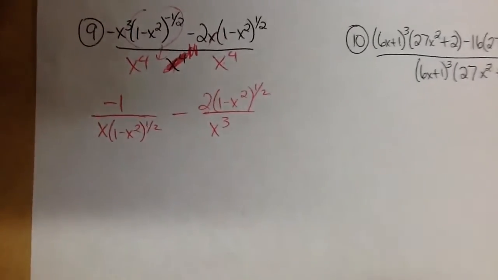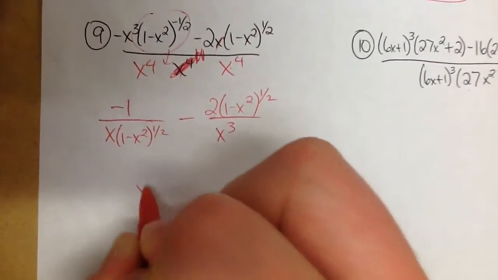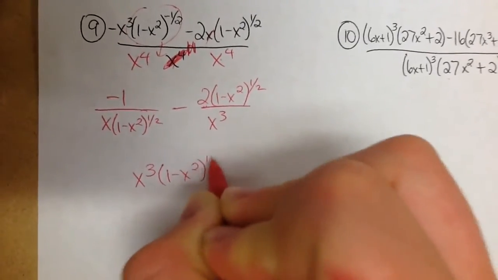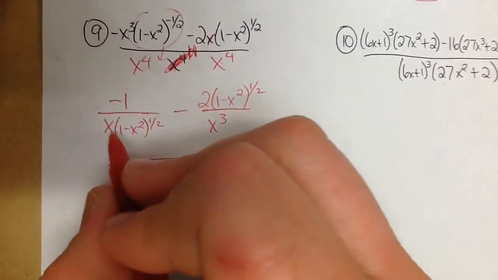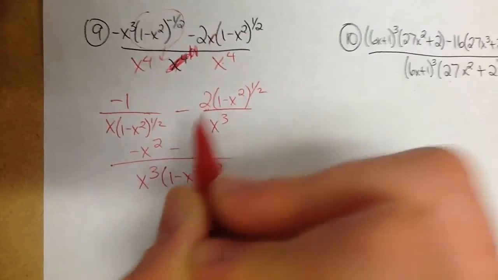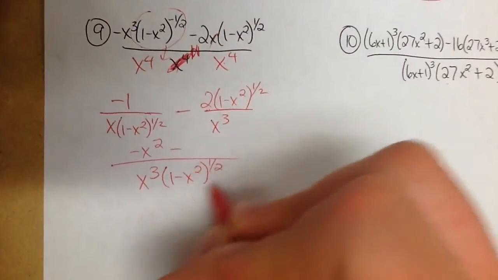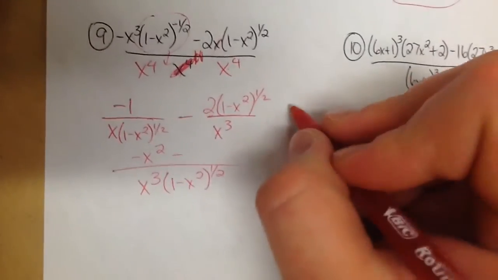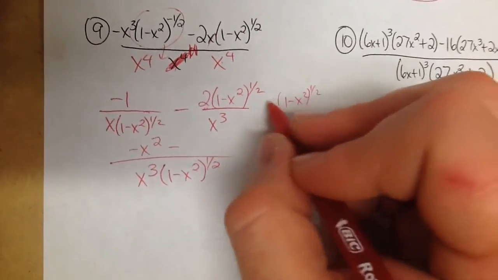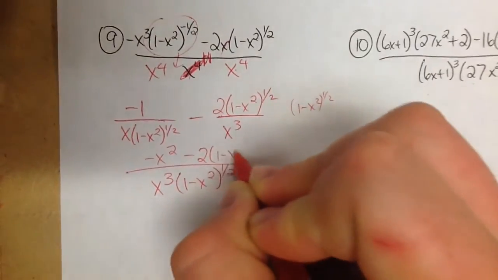Now I got to get a common denominator. Let's see, I got x. I got to use the highest power of x, so it'd be x to the 3rd, and then I got to have that guy also. That gets multiplied by x squared, so multiply by x squared on top, minus. Let's see, that needs to get multiplied by 1 minus x squared to the 1/2, because that's the piece that's missing. So if I multiply the top by 1 minus x squared to the half, that's 2 times 1 minus x squared.